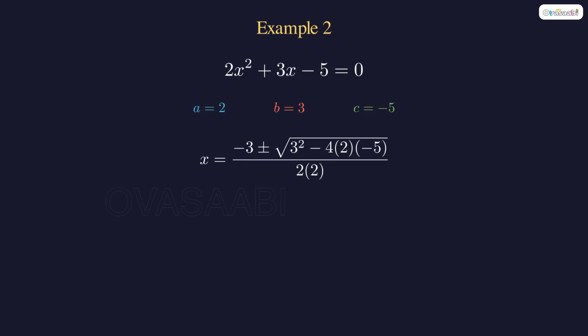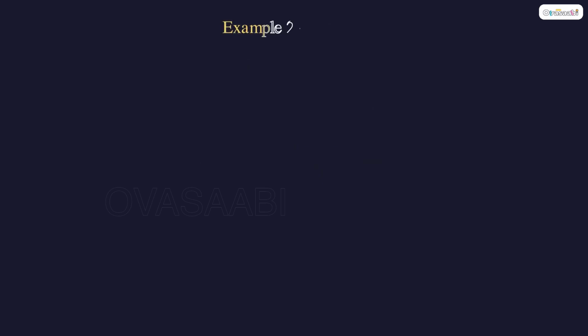Example 2. Solve 2x squared plus 3x minus 5 equals 0. Here a is 2, b is 3, c is negative 5. Let's substitute into the formula carefully.